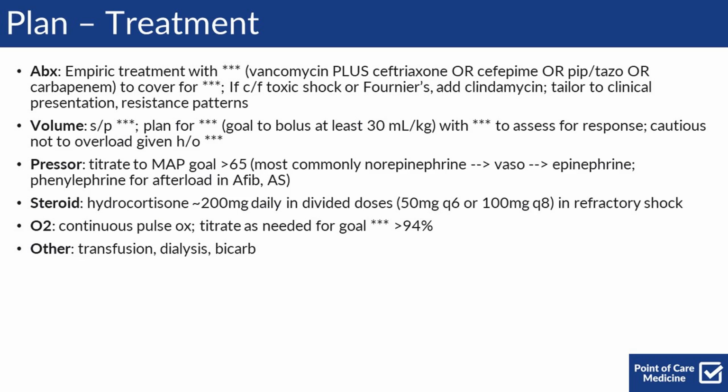For steroids, it's hydrocortisone 200 milligrams daily, usually given in divided doses of 50 milligrams Q6 or 100 milligrams Q8, and this is usually in the case of refractory shock. Make sure the patient's on oxygen and titrate as needed for a goal, usually above 94%. Other things to be considering is whether the patient needs transfusions, dialysis, or bicarbonate.